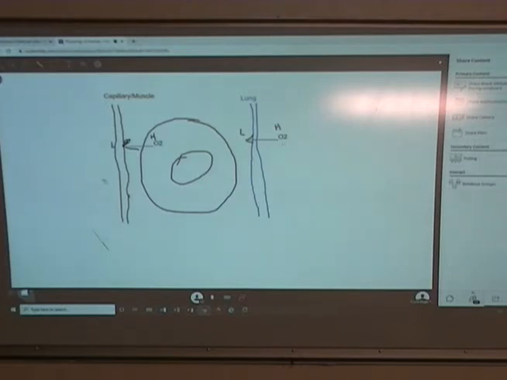All right, so this time we're going to look at carbon dioxide. Okay, so we have carbon dioxide that we're making in the muscle tissue that we want to get rid of to the bloodstream because we can't use it. It's a waste product. We have to just get it to a point where we can get it out of the body. Okay?